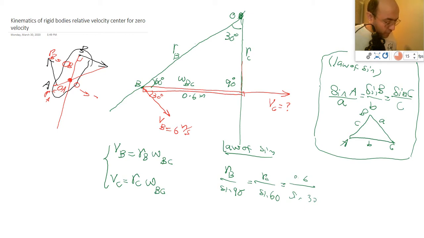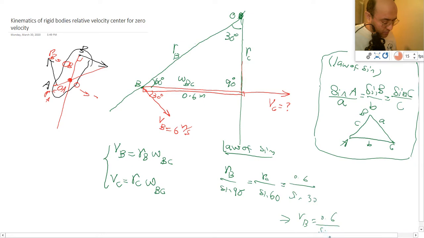Now if I cross multiply the first one with the last one, I'm going to get RB is equal to 0.6 times sine of 90 degrees, which is 1, so it would be just simply 0.6. Now we got 0.6 divided by sine 30, and then 0.6 divided by sine 30 is 1.2.